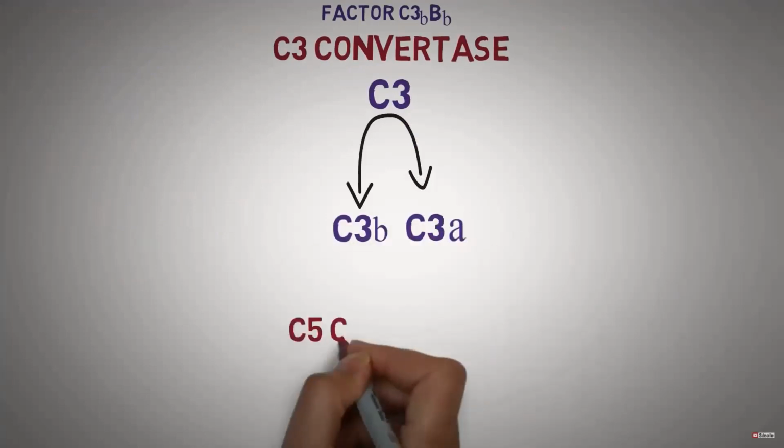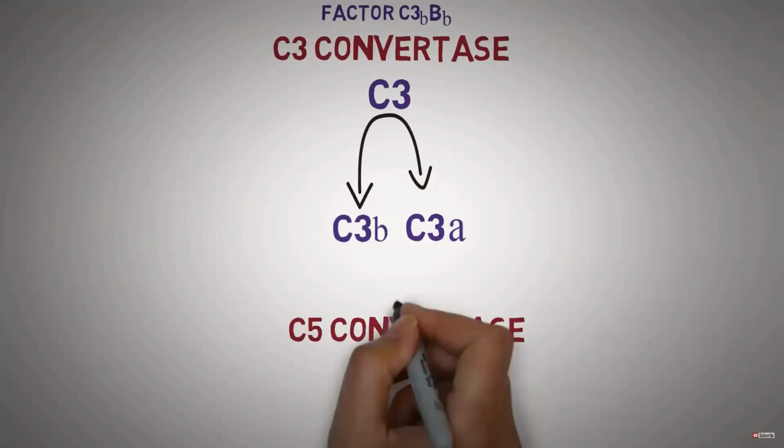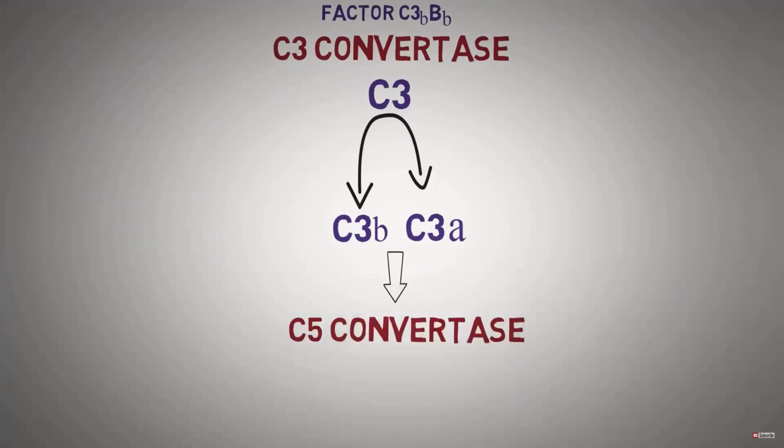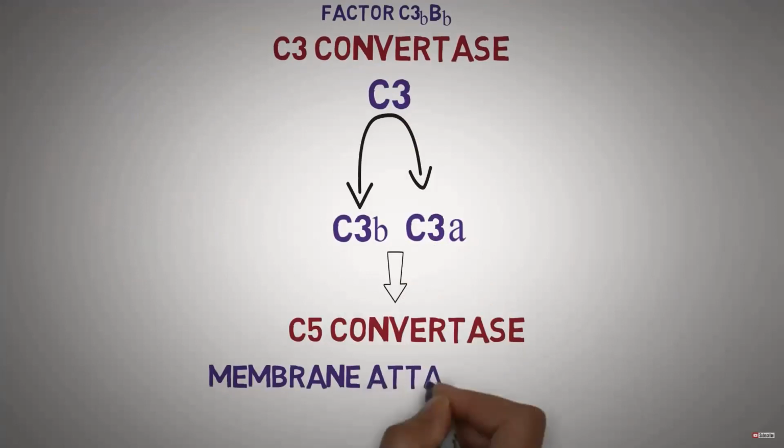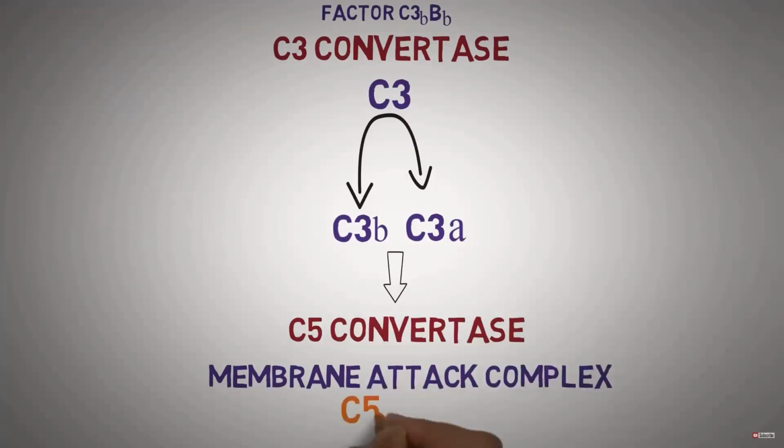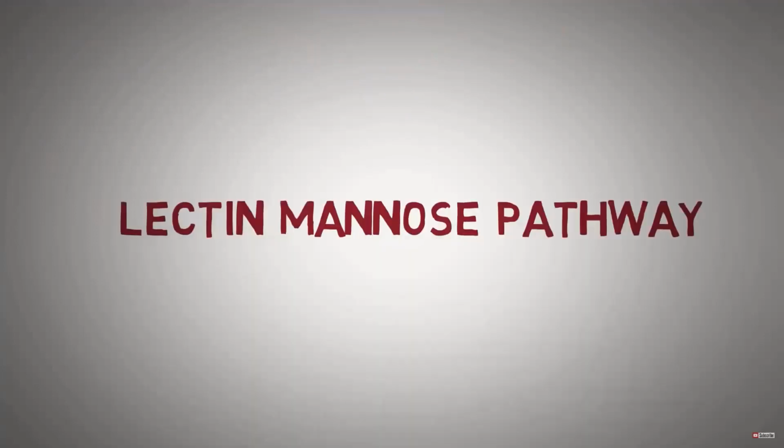The rest of the steps are similar to that of the classical pathway, that is the formation of C5 convertase and subsequently the formation of membrane attack complex, which has a complement formula C5b6789. Now let's talk about the lectin-mannose pathway for the activation of the complement system.